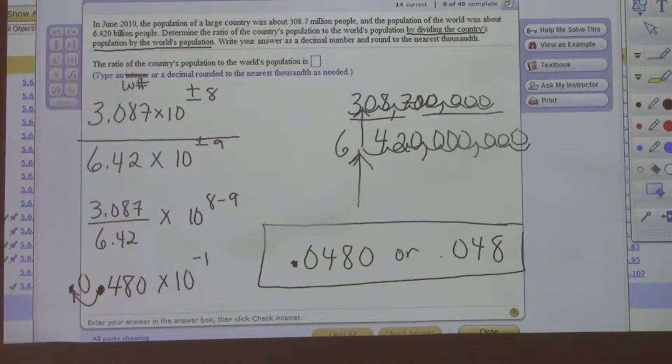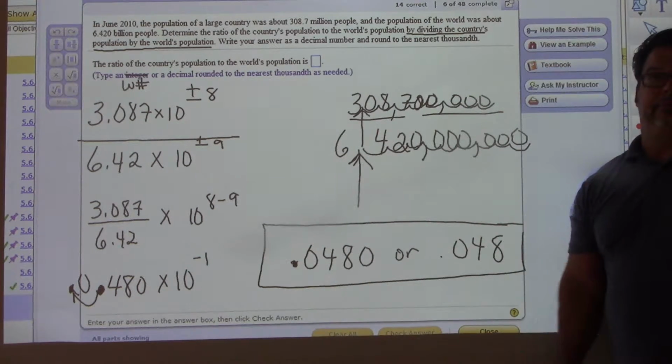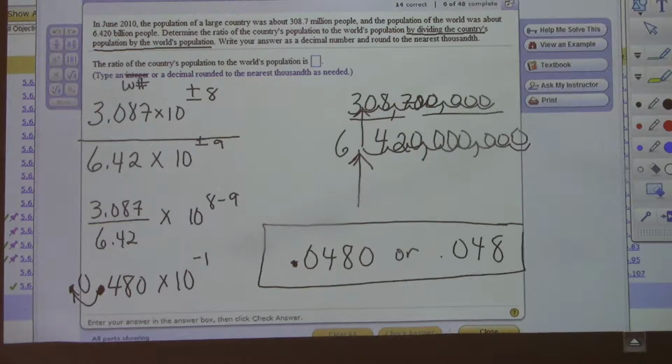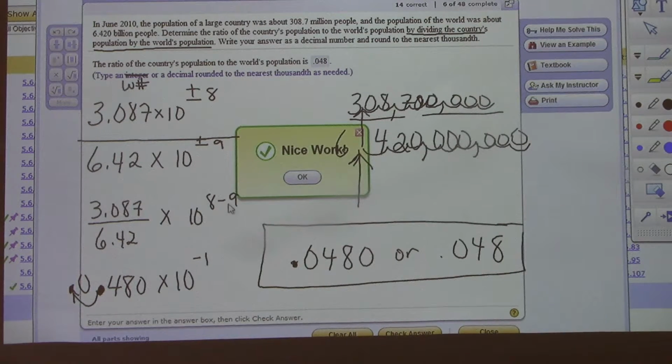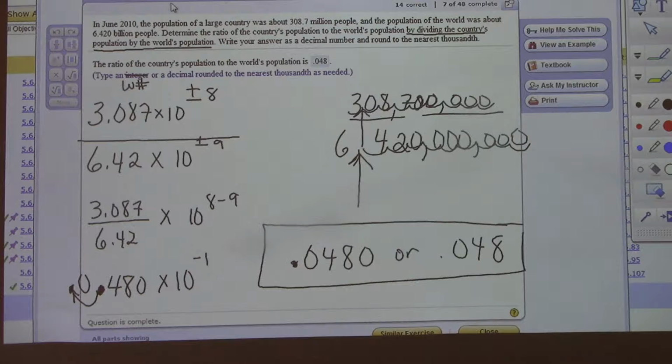So if you got 4.8 times 10 to the negative 2 on your paper, that's good. But you need to write it like this. Okay? And we type that in. 4.8 to the negative 2 was the scientific. Yeah, that's scientific, yes. 0.048. Next one.